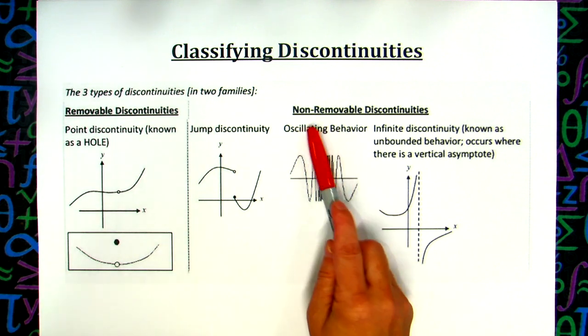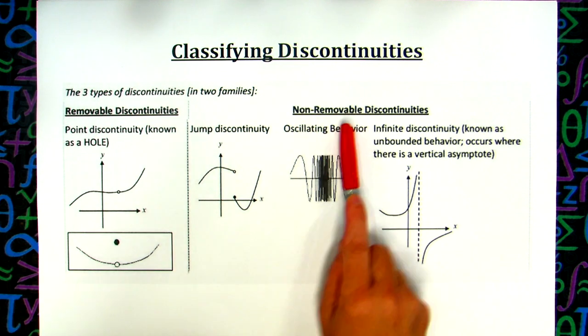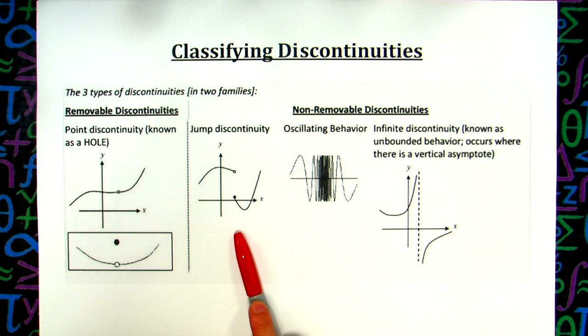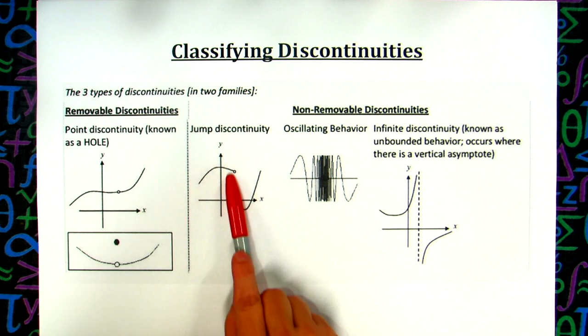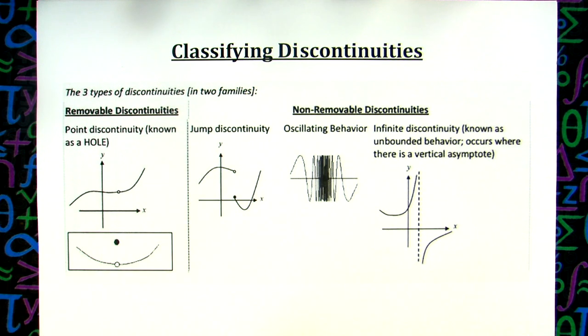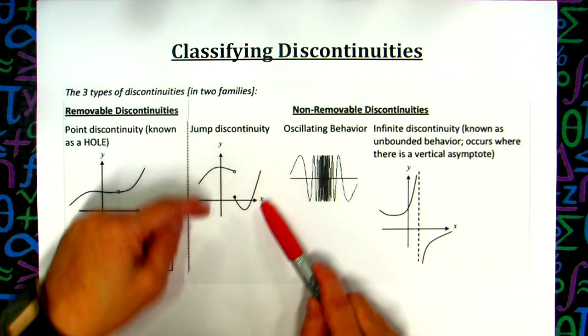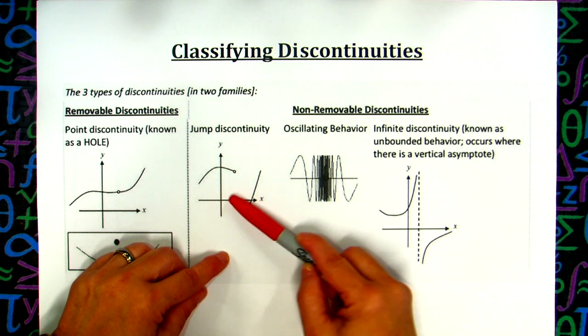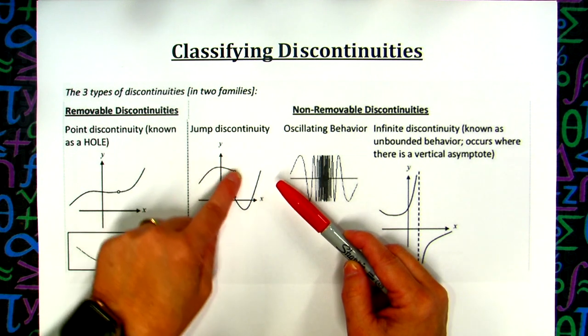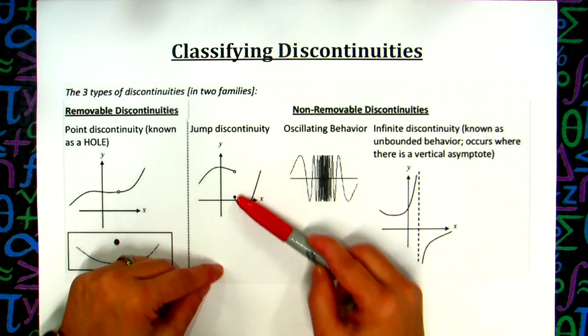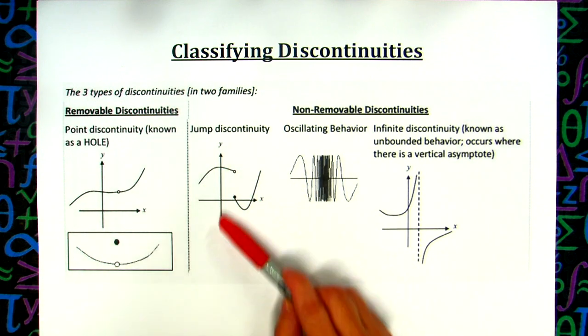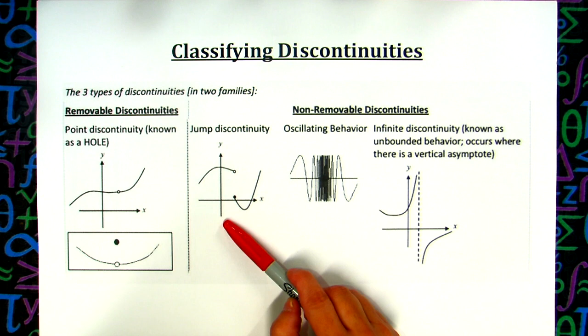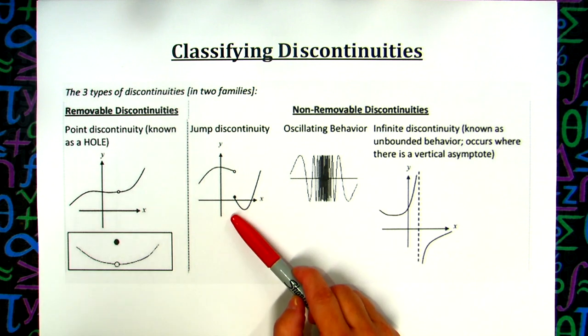Now for your non-removable, you could have a jump discontinuity. This is a function where we've clearly got a jump right here. On this jump discontinuity, coming from the right, I have a y value down here. Coming from the left, I have a y value all the way up there. So the limit from the right and the limit from the left don't agree, so the overall limit doesn't exist. So that's breaking rule number 2 of our definition of continuity at a point.